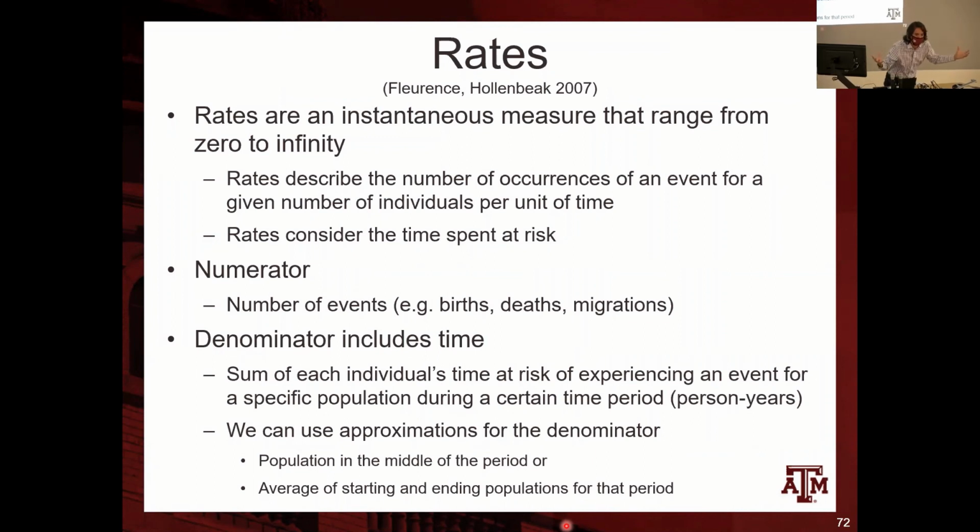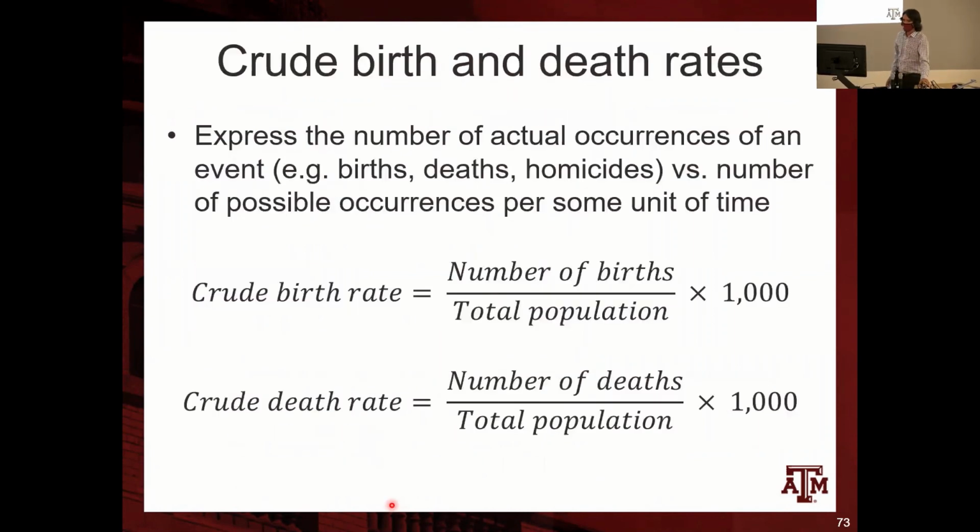It's hard to collect that information, so I refine. I get the population in the mid of the period, or the average of the population at the beginning and the end, as approximation for the denominator. Examples, the crude birth rate and the crude death rate. And in these examples here, the total population is the population in the mid of the period.